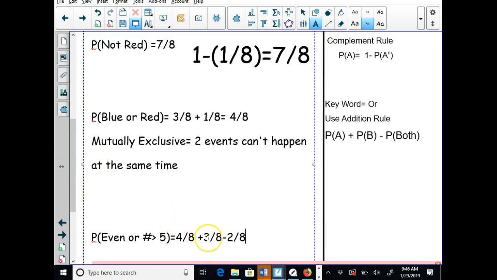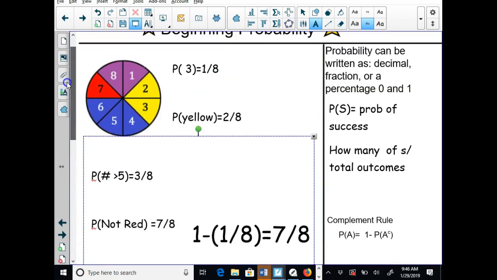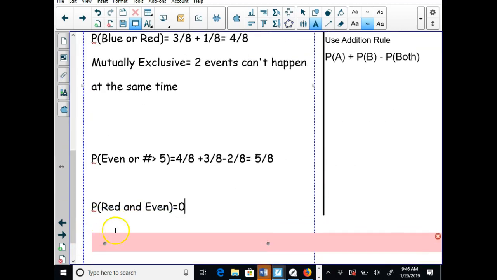So 4 plus 3 is 7. 7 minus 2 is 5. When we add fractions, we keep that denominator, so it's 5 divided by 8 is our final answer. Okay, what about this one? Red and even. So red and even just means both at the same time. How many are red and even? Well, I only have 1 red, and that's odd. So that's a probability of 0. Okay, so look this over, see if you have any questions, and we're going to move on to the next page.